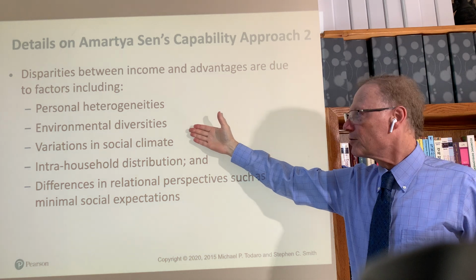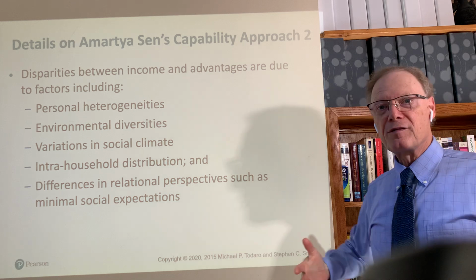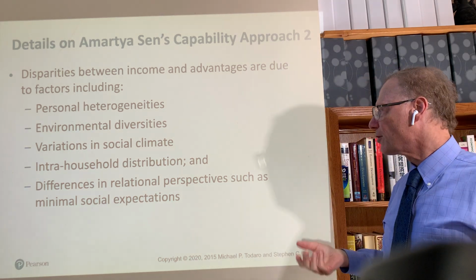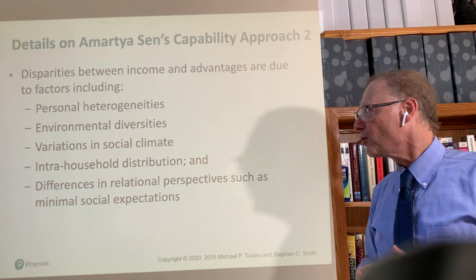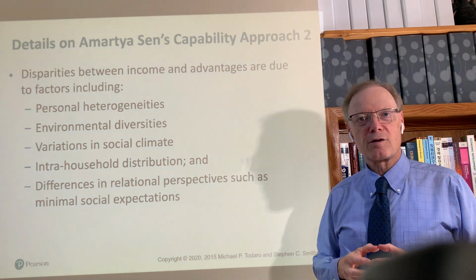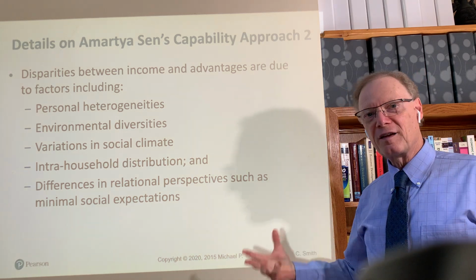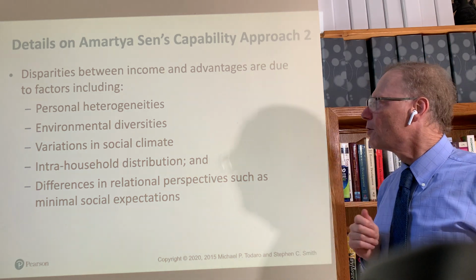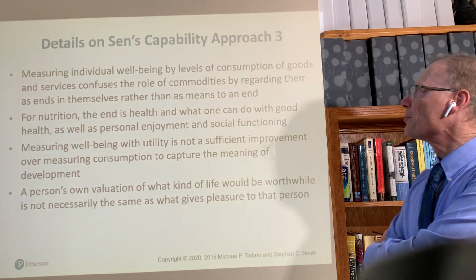Environmental diversities: do you need heating or cooling? Variations in social climate: do you need to be able to have certain kinds of festivities that you participate in? Intra-household distribution: there are plenty of places in the world where girls are discriminated against in the household. So the amount of stuff per person in the family hardly is enough to get at the idea, through income, of people's advantages and capabilities to function.